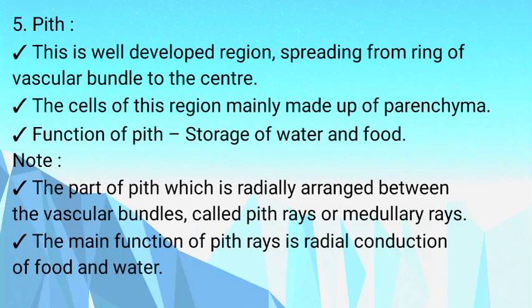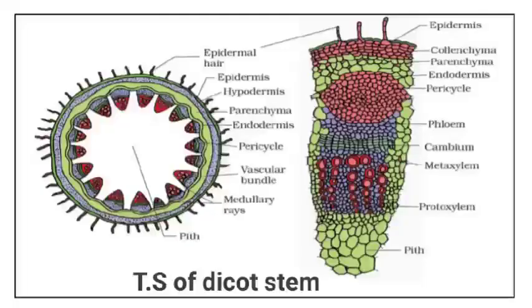The parenchymal cells which are radially arranged between vascular bundles are called pith rays or medullary rays. The major function of these medullary rays is radial conduction of water and food. Let's see the diagrammatic representation of transverse section of dicot stem and ground plan or outline structure of transverse section of dicot stem. See, the outermost layer is epidermis.